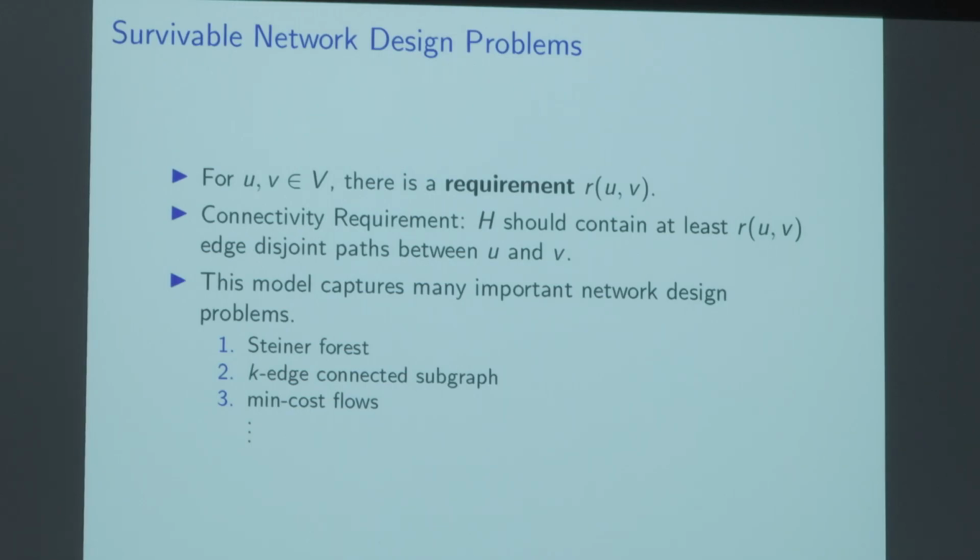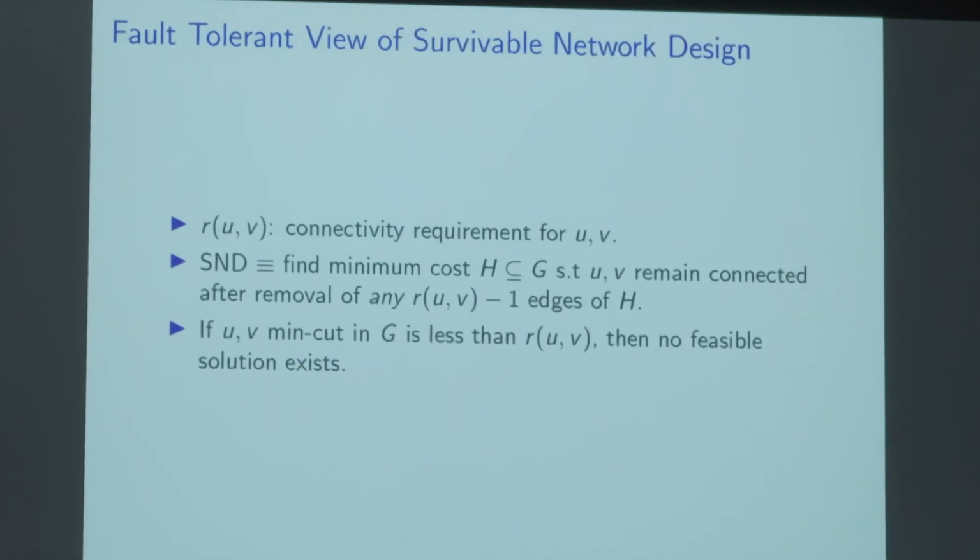Great. So in survivable network design, we have an integer for every pair of vertices, and that tells you how many edge-disjoint paths should exist between these two vertices in the subgraph that you pick. This is a fairly general model, and it captures many interesting network design problems like Steiner forest, k-edge connected subgraph, min cost flows, and so on. In general, this problem is NP-hard. Actually, this is also APX-hard, so you can't get a PTAS, arbitrarily close to 1.